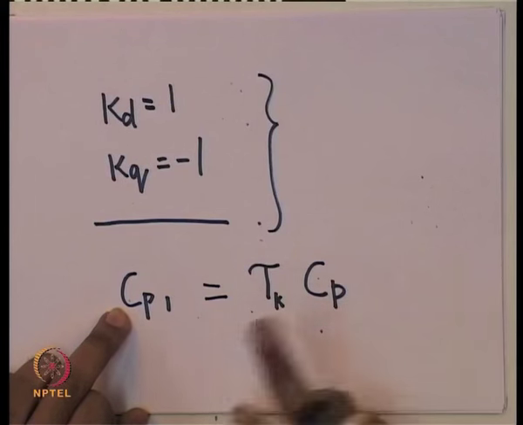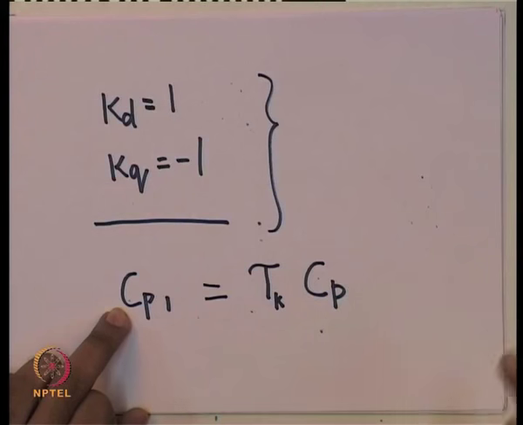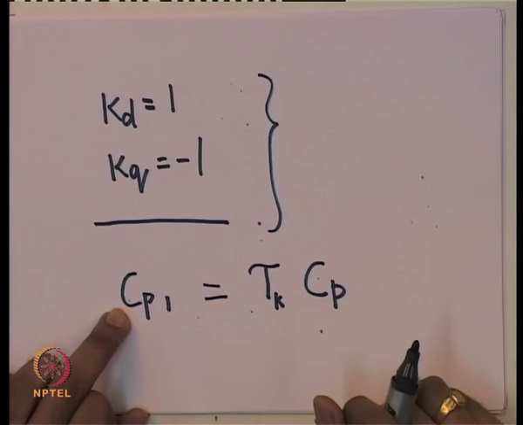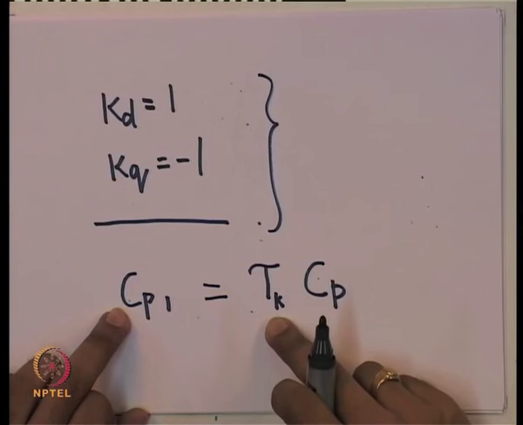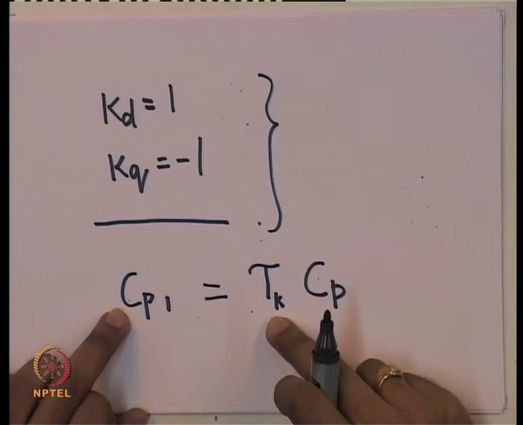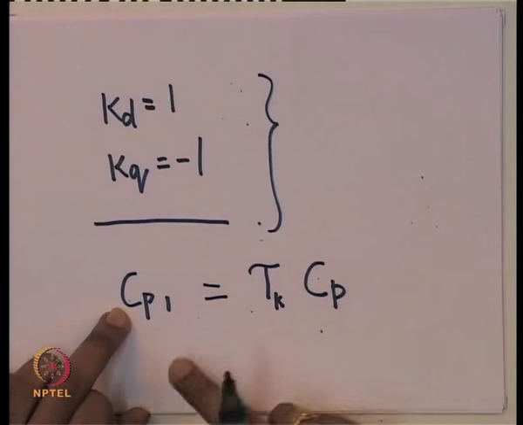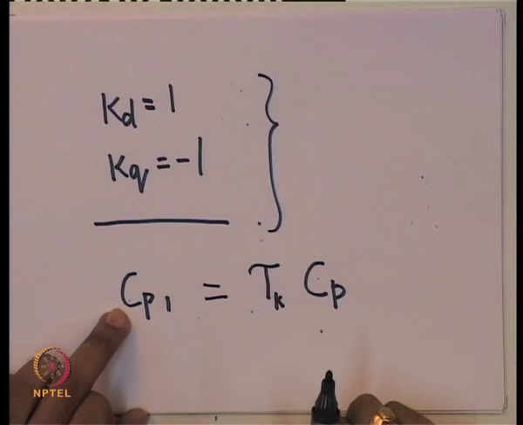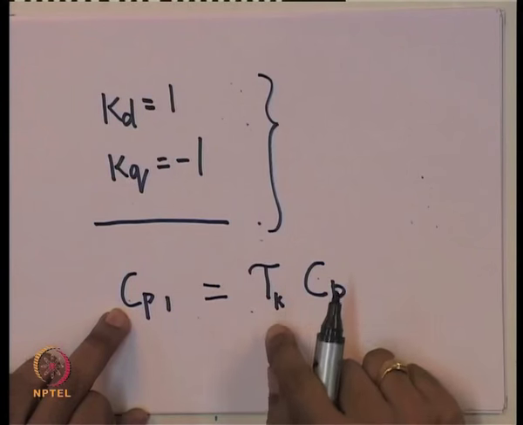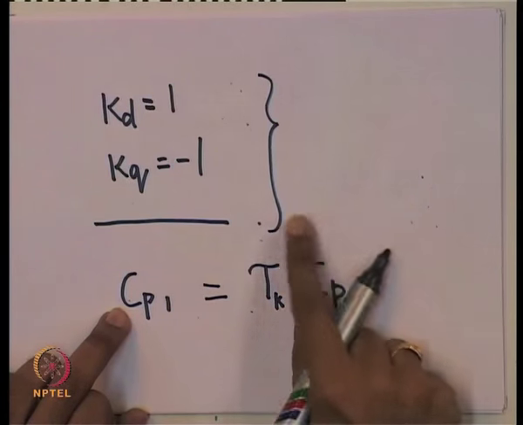So, whenever I use their equations and get answers with their variables, I would need to use this transformation matrix T k to transfer from their variables to my variables. I leave this as an exercise for you to find out what this T k is. It is a very simple constant matrix.